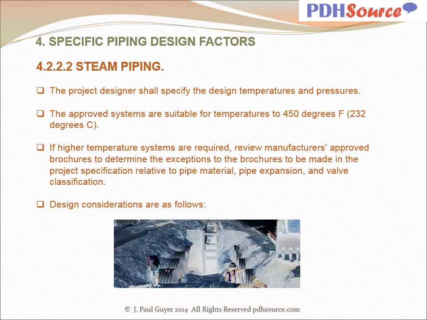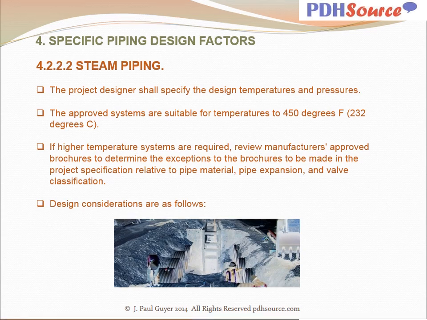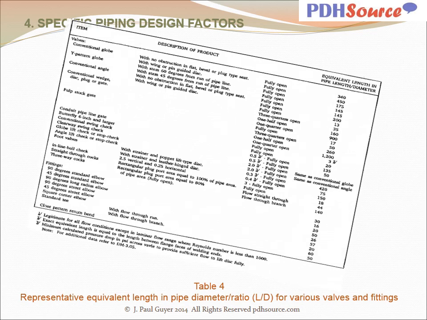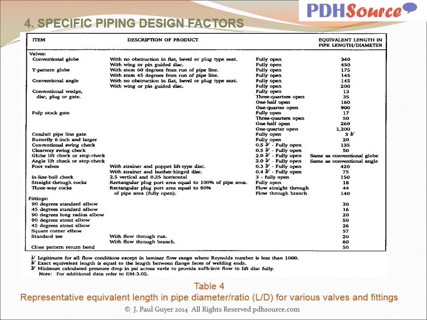For steam piping, the project designer shall specify the design temperatures and pressures. The approved systems are suitable for temperatures of up to 450 degrees Fahrenheit. If higher temperature systems are required, review the manufacturer's approved brochures to determine the exceptions to the brochures to be made in the project specification relative to pipe material, pipe expansion, and valve classification. Design considerations are as follows. Table 4 indicates representative equivalent length in pipe diameter to ratio length to diameter for various valves and fittings.